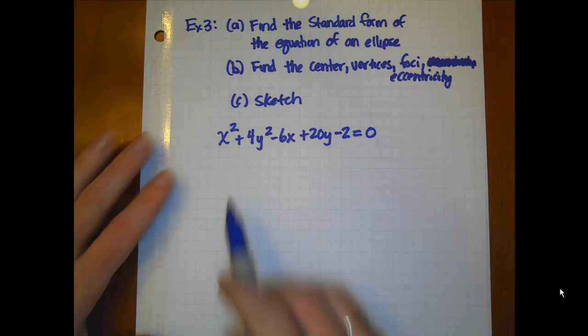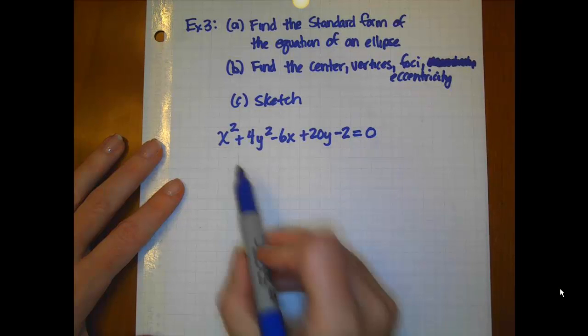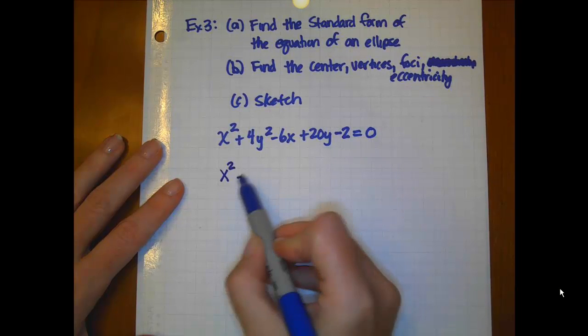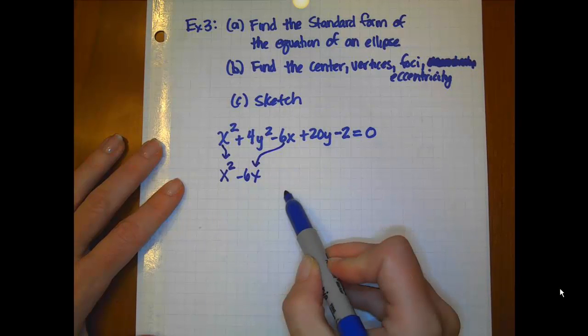So here's what I'm going to do. I'm going to reorder my terms, and I'm going to bring the constant to the other side. So I'm going to group all of the x's together. So I rewrote the x squared and the minus 6x.